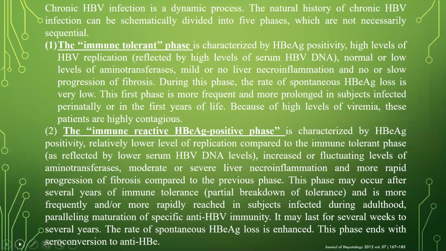Chronic hepatitis B infection is a dynamic process, so the natural history of this disorder can be schematically divided into 5 phases, which are not necessarily sequential. The first phase is immune tolerant.